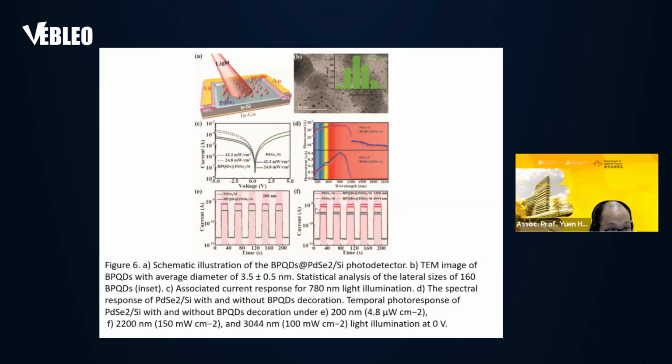And in figure F, this is a comparison between different combinations of PdSe2 on silica and also BP dots on the surface at different wavelengths, in 2.1 and also 3.83 micron. So we have another light source operating at 3 micron, so that's why we can manage to test the performance at 3 micron.